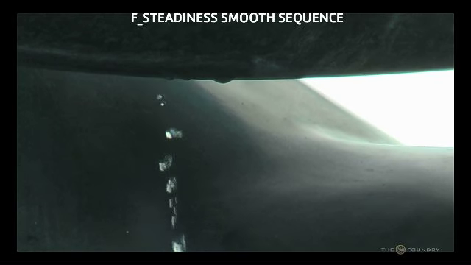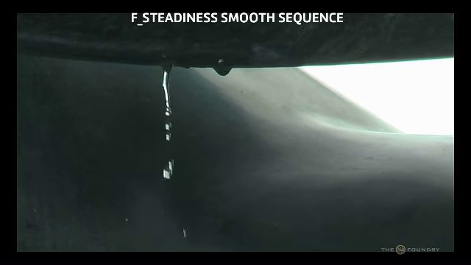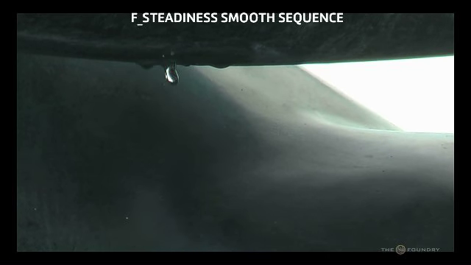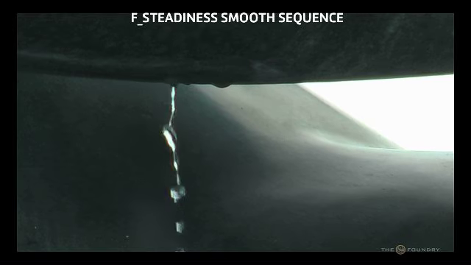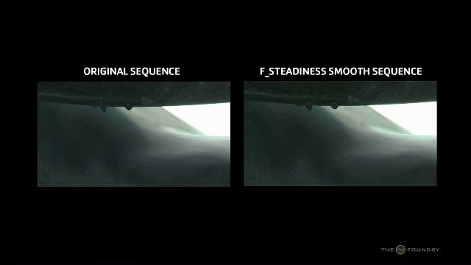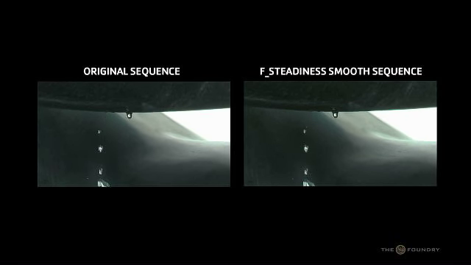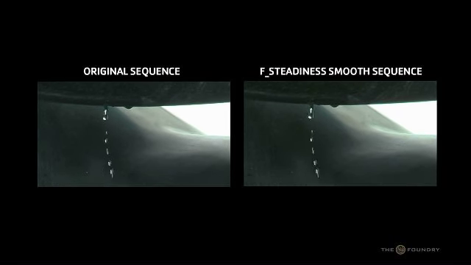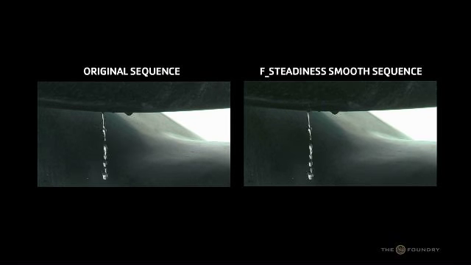As we view the render of this, we can see that by removing the rotation from the calculations and just applying the normal smooth to this sequence, we have smoothed off all of the hiccups and bumps from the original sequence. If we compare the two, we can see the difference between them. In the next F Steadiness tutorial, we will use the lock mode.